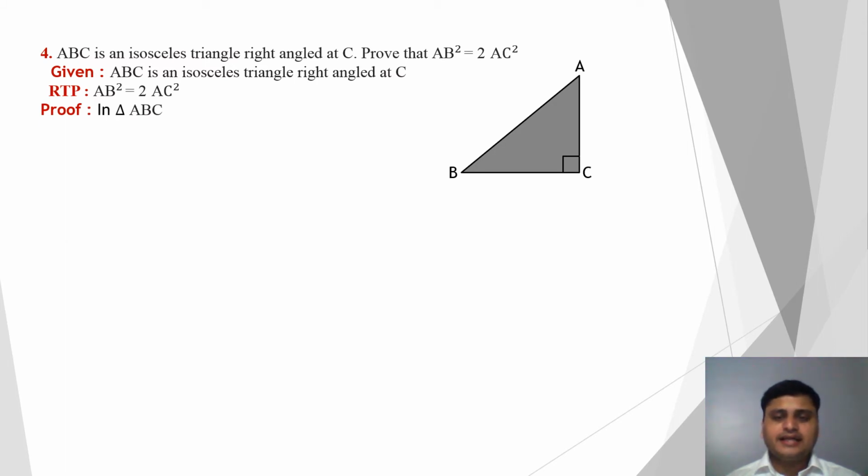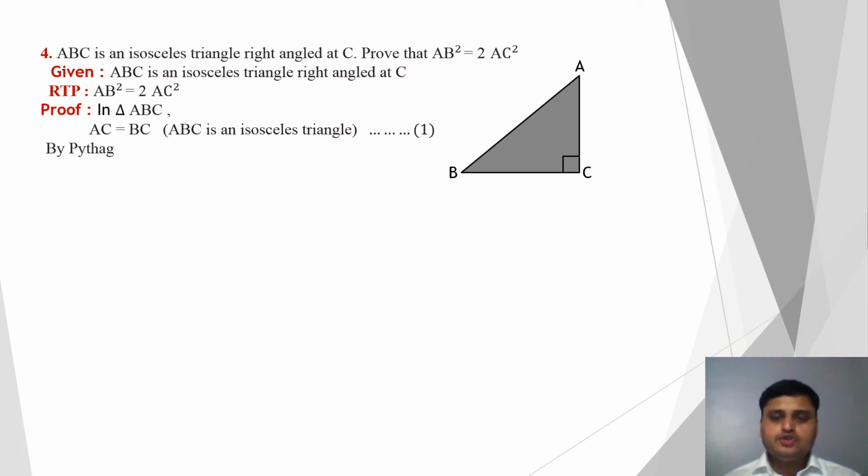We will take triangle ACB and use the Pythagoras theorem. Before that, it is given in triangle ABC that AC is equal to BC. It is given because it is an isosceles triangle. We will write the reason: it is an isosceles triangle in which AC is equal to BC. We will call that equation 1.